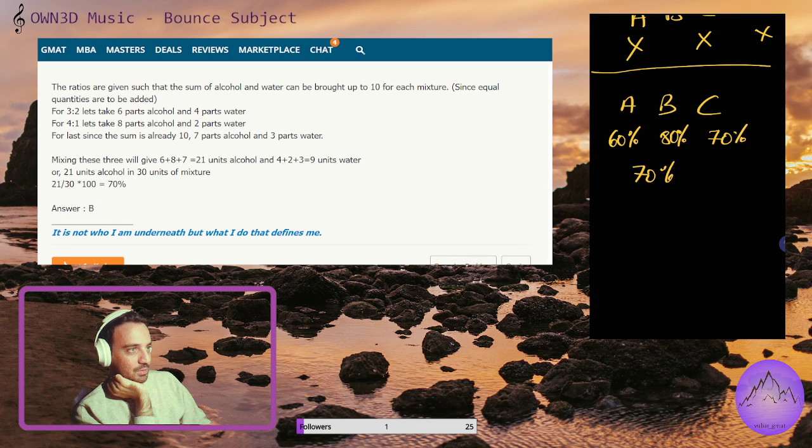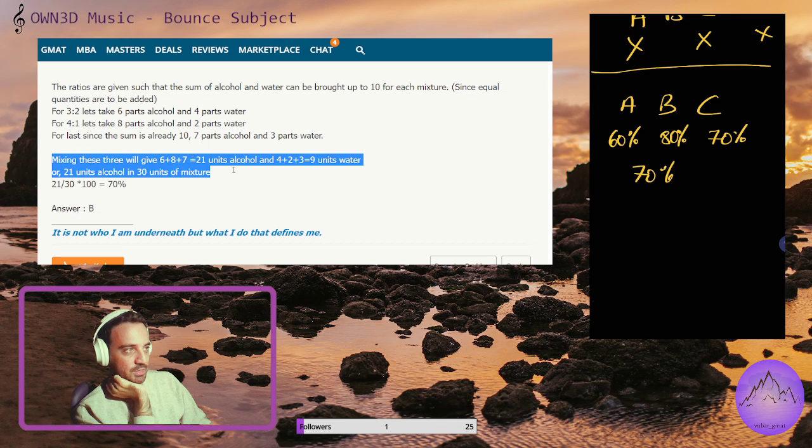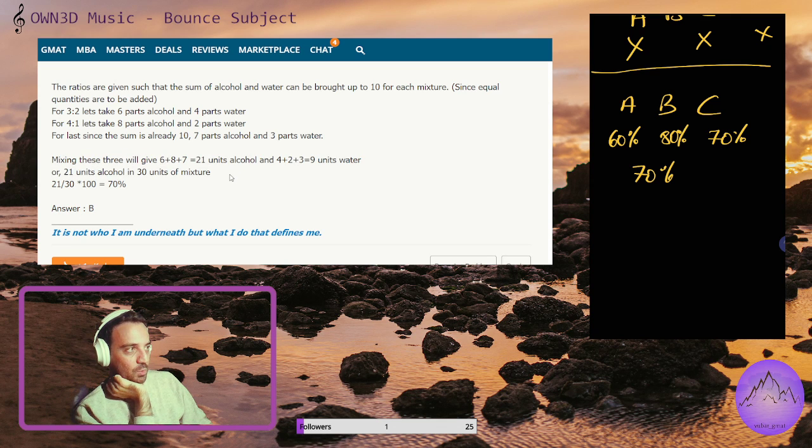So I guess what they've written here in this last part is what I would have done if it wasn't as simple as it was. Mixing these three will give 6 plus 8 plus 7 equals 21 units of alcohol, and 4 plus 2 plus 3 equals 9 units of water. So in a more complicated question where maybe the three aren't being mixed equally, then you would work out what the equivalent amount of each one is that's going to be in there.